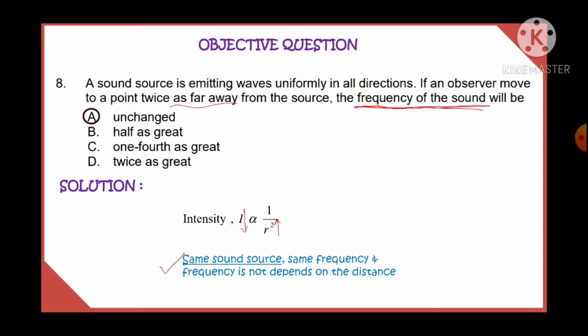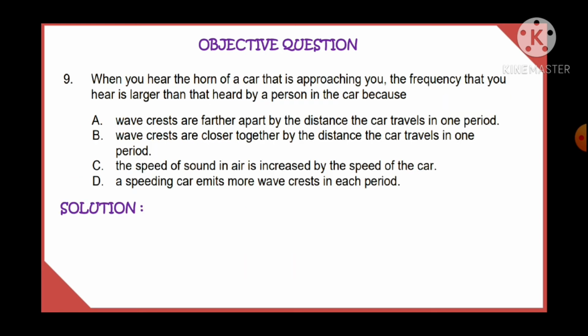Okay, now we go to question number 9. Question number 9 states that when you hear the horn of a car that is approaching you, the frequency that you hear is larger than that heard by a person in the car. Why? If you want to imagine this question, imagine a policeman inside the police car with the siren on. So the police hear the sound produced from that siren, and you are approaching the police car, so you will hear the frequency higher compared to the frequency heard by the person.